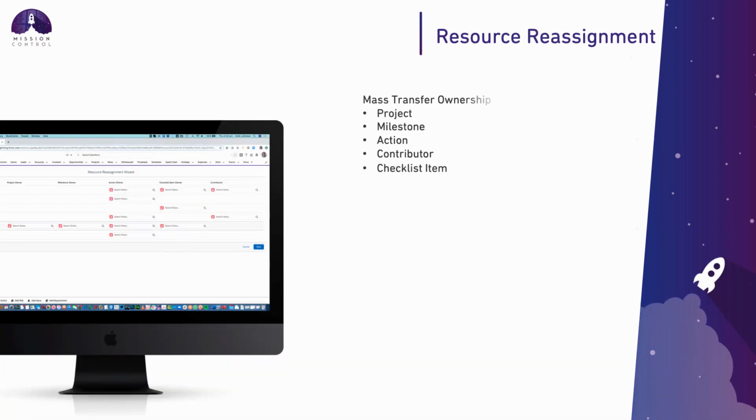So the resource assignment component basically allows you to do mass transfer of ownership of records within a project. So you can quickly reassign anything that is owned by anyone, where they might be the project owner, a milestone owner, the action owner, a checklist item owner, or a contributor.